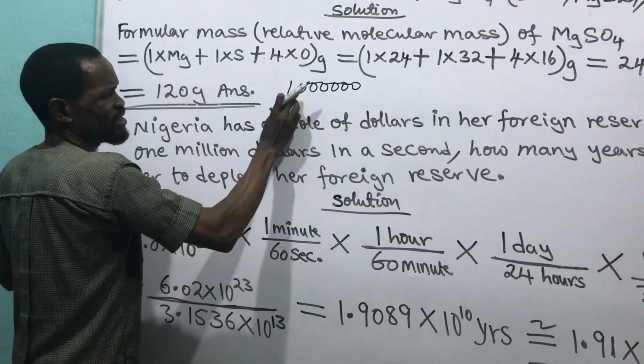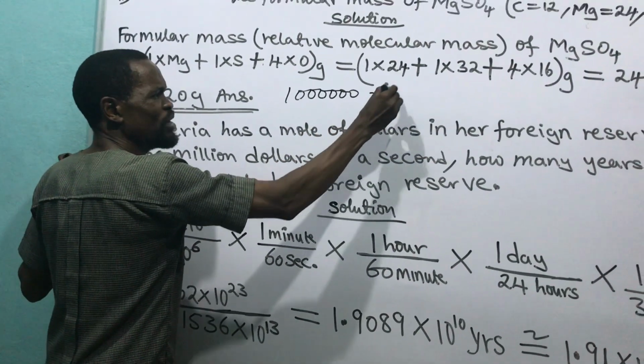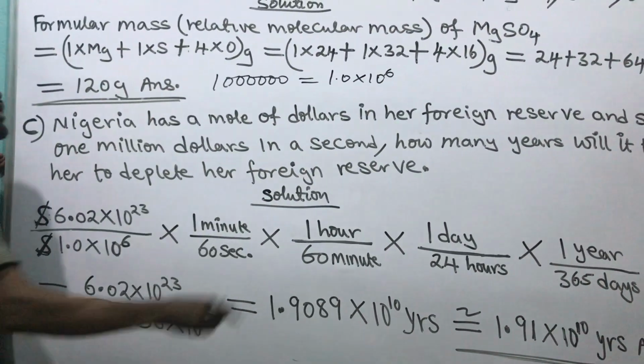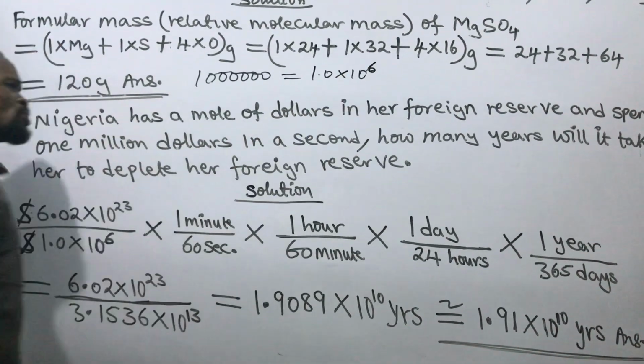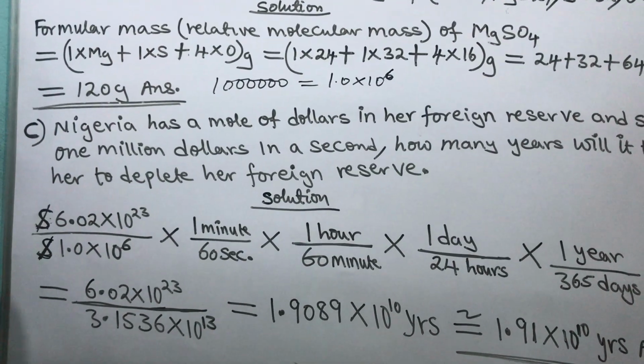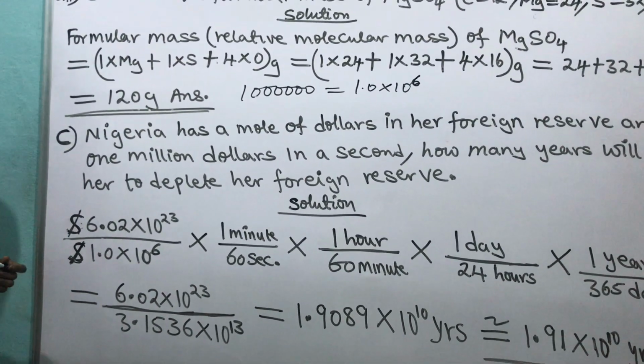1,000,000 up to 6. How many zeros? 1, 2, 3, 4, 5, 6 zeros. And I can write this 1 million as 1.0 times 10 raised to the power 6. And that's 1 million. Look at $1 million here.